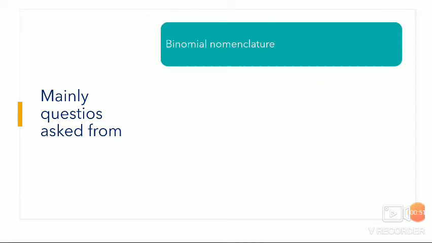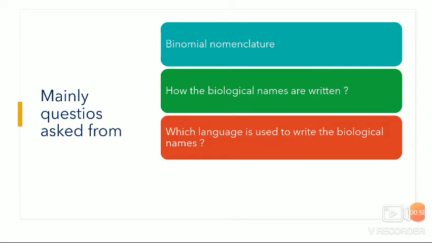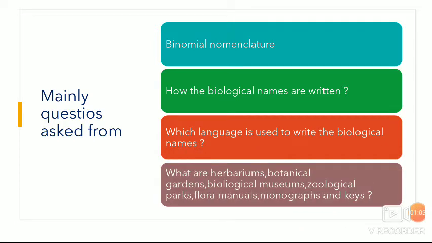If we talk about the questions asked from this topic, mainly questions are asked from binomial nomenclature, how the biological names are written, which language is used to write the biological names, what are the herbariums, botanical gardens, biological museums, zoological parks, flora, manual, monographs, and keys.